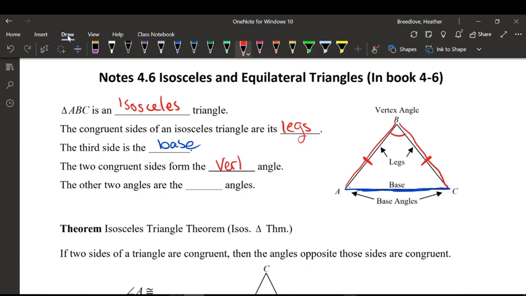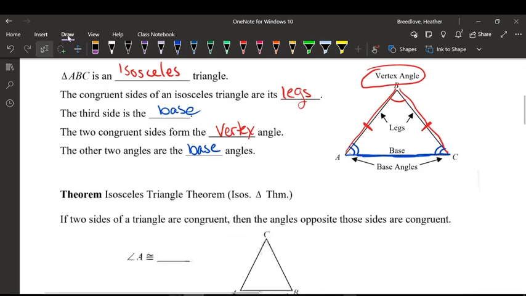It's where the two congruent sides meet. And then the other two angles are the base angles. And that's where a leg meets the base. Kind of getting ahead of myself in the way I'm marking this, but notice I marked that the base angles are congruent because the sides are the same length. And that is basically the isosceles triangle theorem, which is this next thing we're looking at.